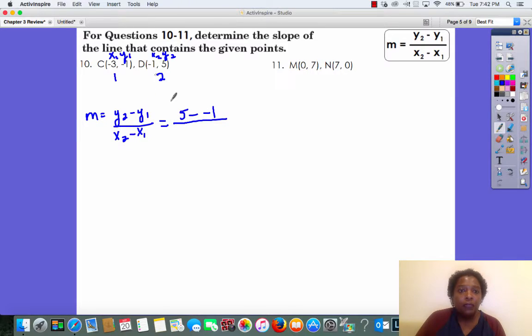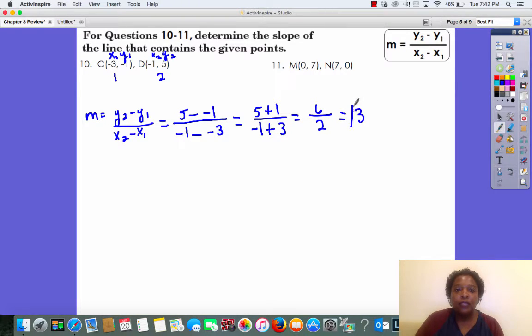For the bottom, x sub 2 is negative 1 minus x sub 1 is negative 3. Now remember I told you we're going to clean this up? Double negative becomes a positive, so I rewrite this as 5 plus 1. On the bottom, I have negative 1. Again, double negative becomes a positive 3. 5 plus 1 is 6. Negative 1 plus 3 is 2. Simplify this, and the slope of that line is 3.